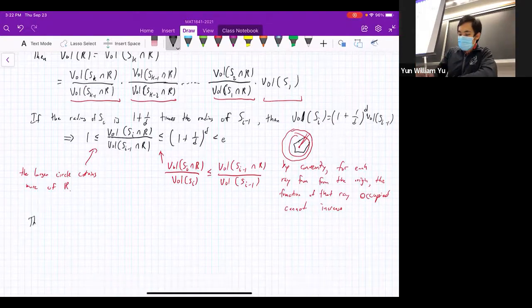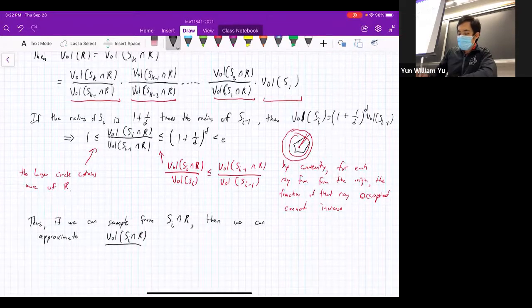But basically, this means that if we can sample from S_i intersect R, then we can approximate the ratio that we care about, the volume of S_i intersect R divided by the volume of S_{i-1} intersect R. We can approximate that volume by rejection sampling, since accepted points are a greater than or equal to 1/e fraction of all points.